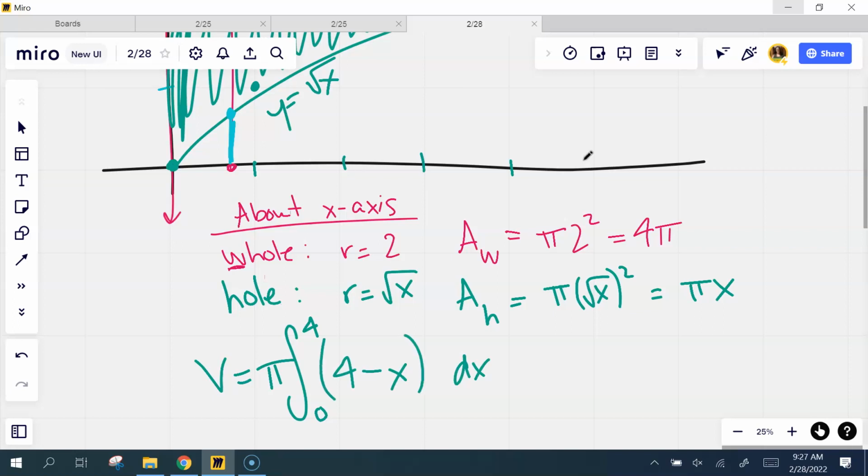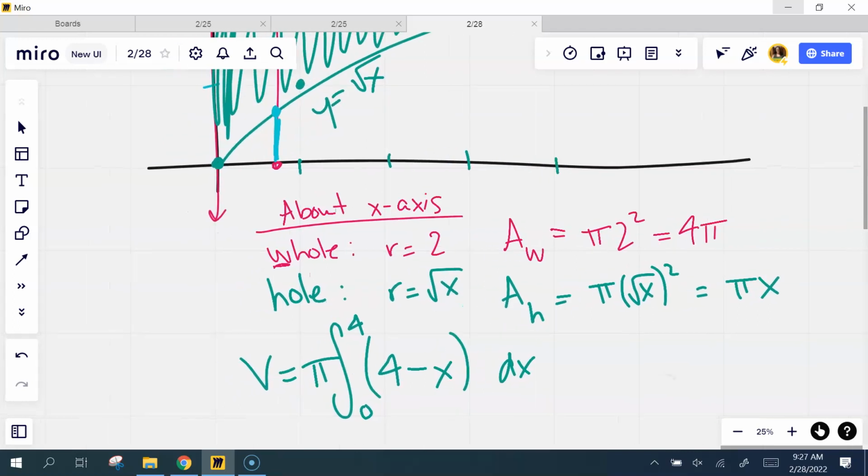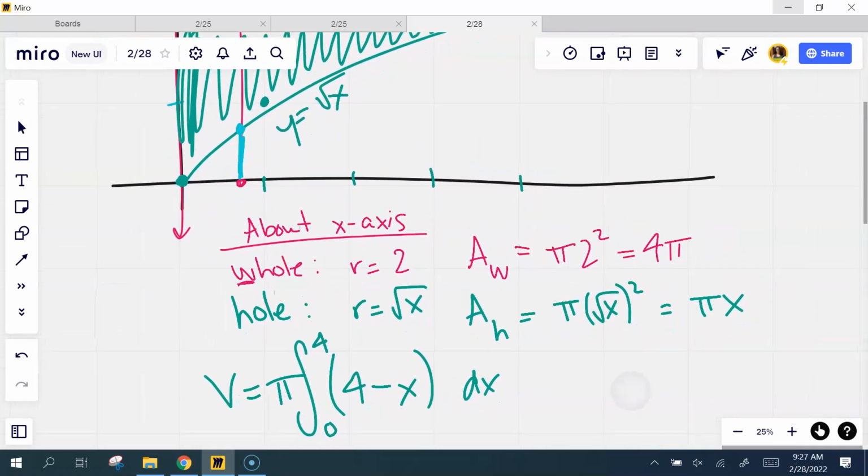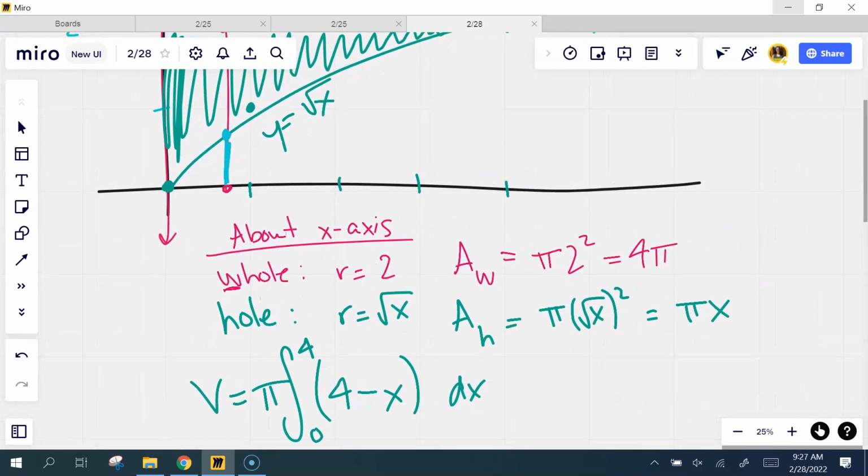Now, I'm going to let you finish that one because I want to show you this rotated about a line. Pi, 16 minus 8. The answer is 32 pi over, nope, 8 pi.